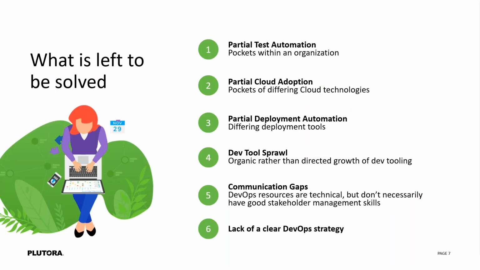Unfortunately, a lot of the organizations I've actually been to, that's just not the way things are today. We've got a few items listed here, such as partial test automation. So without test automation, there is no DevOps. Many organizations do have test automation, but it's in kind of pockets. So it's around specific applications or specific lines of business. So yeah, that causes a lot of problems.